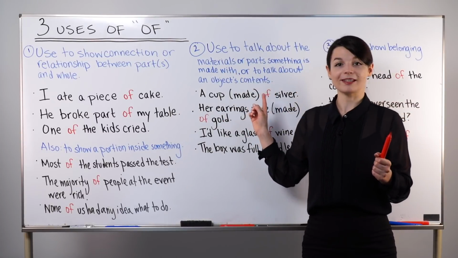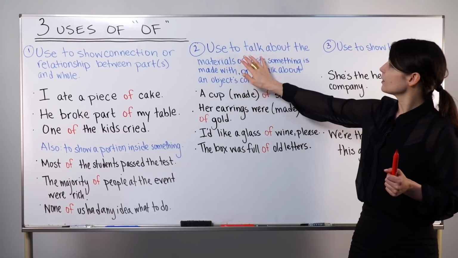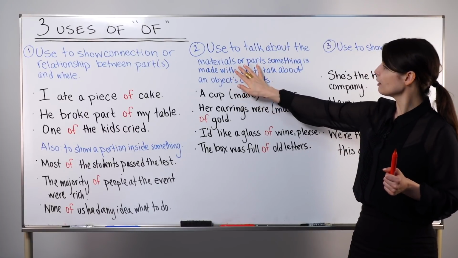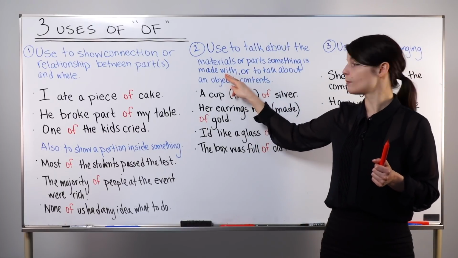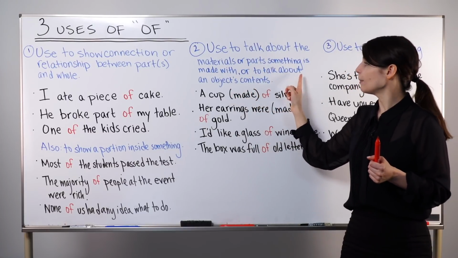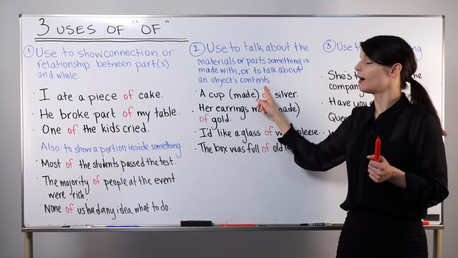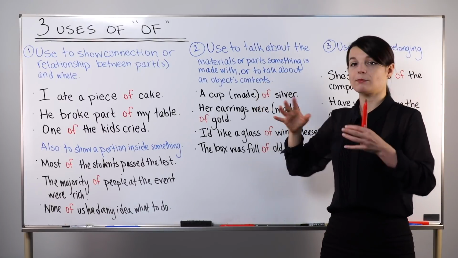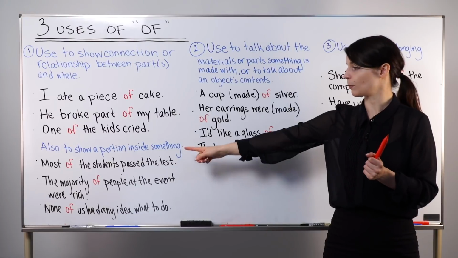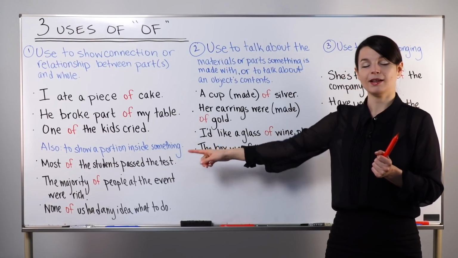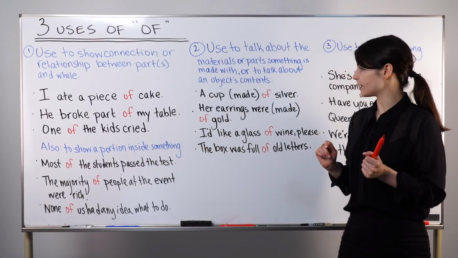The second point for this lesson is using of to talk about the materials or parts something is made with, or to talk about an object's contents. So contents means the things inside something else. This is a bit different from what we've talked about over here. Let's look at a few example sentences.